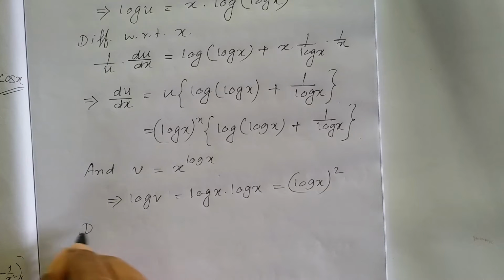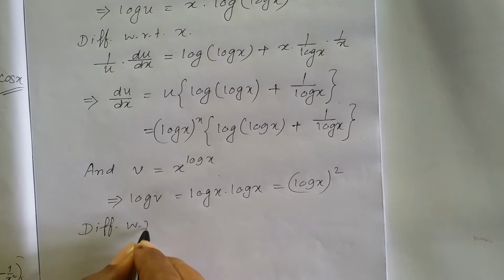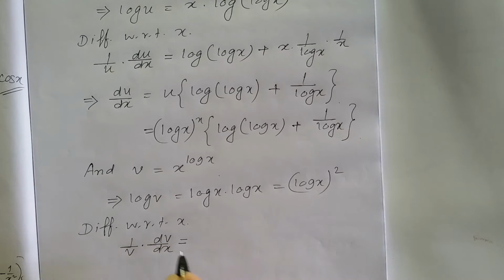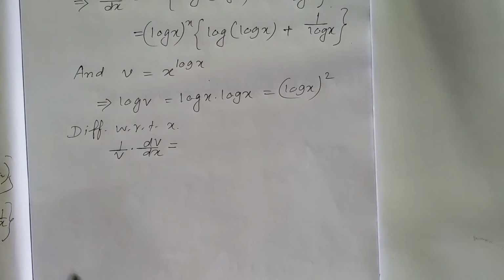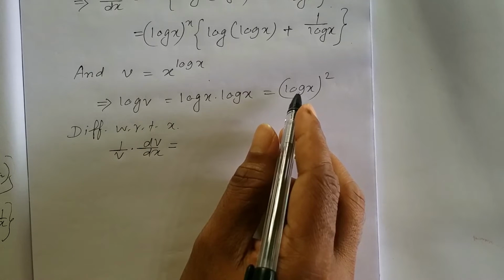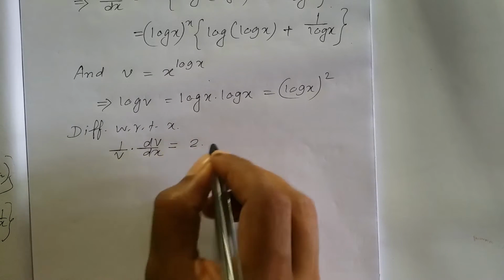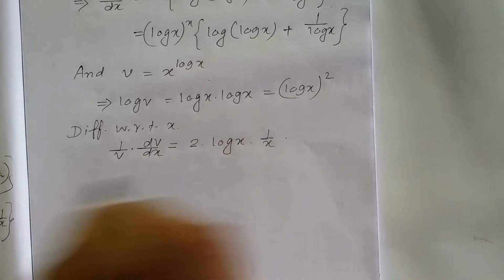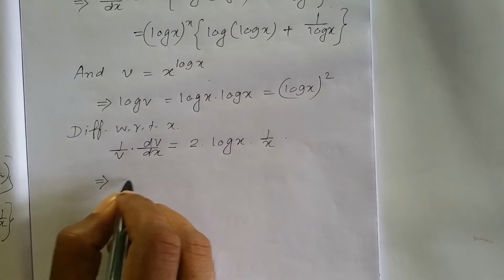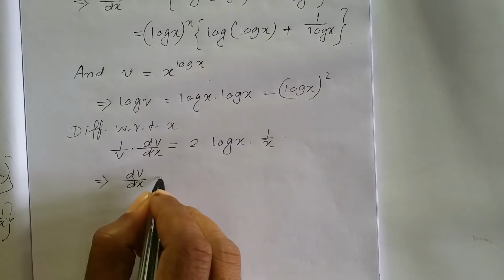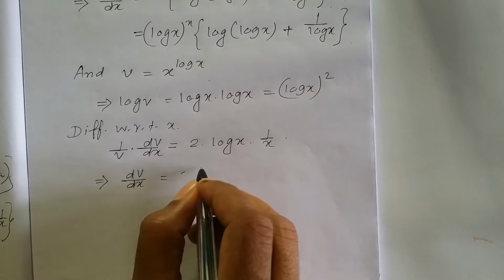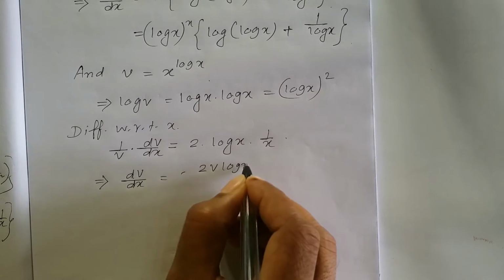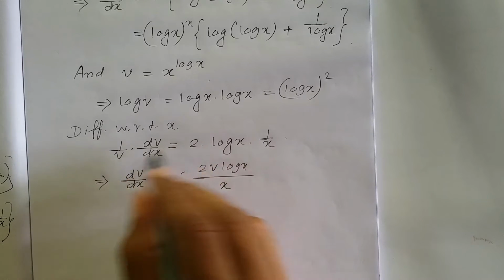Now differentiating with respect to x. So log function derivative is 1 by v and for v you are to write dv dx is equal to log x whole square. Log x whole square means twice of log x into, for log x, it is simply 1 by x. So that implies dv dx is equal to twice v log x by x.